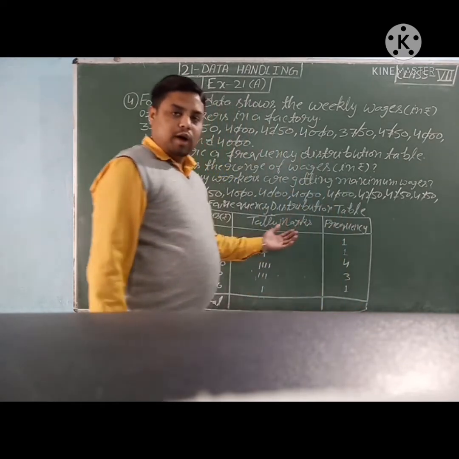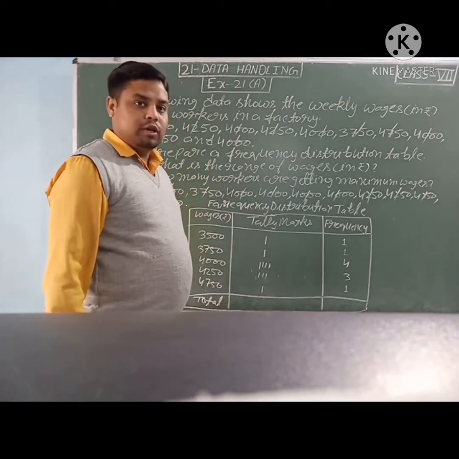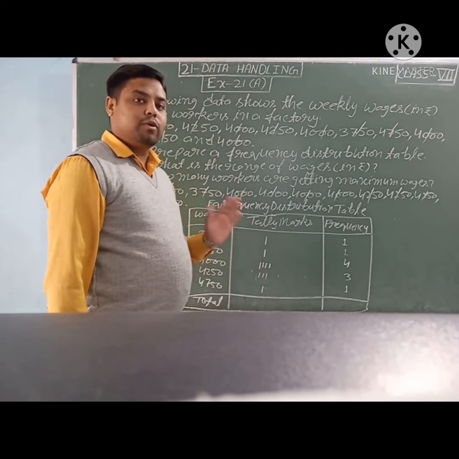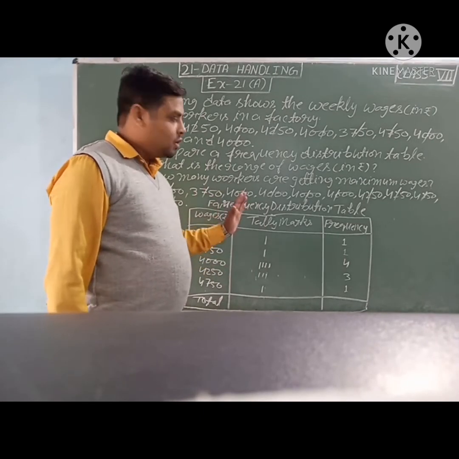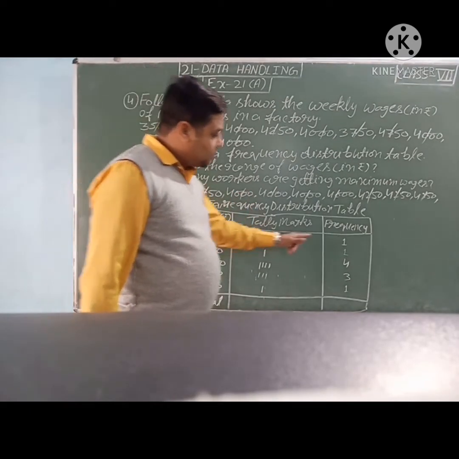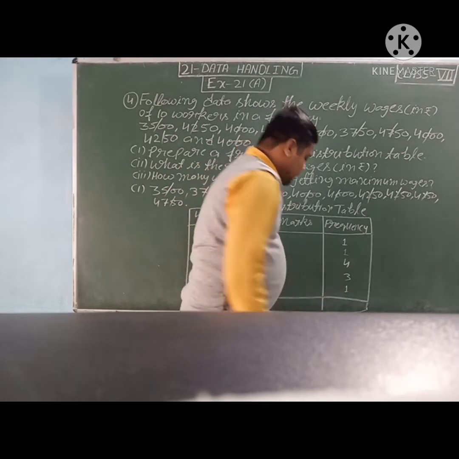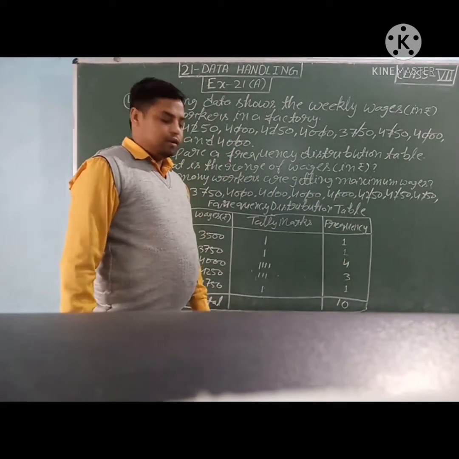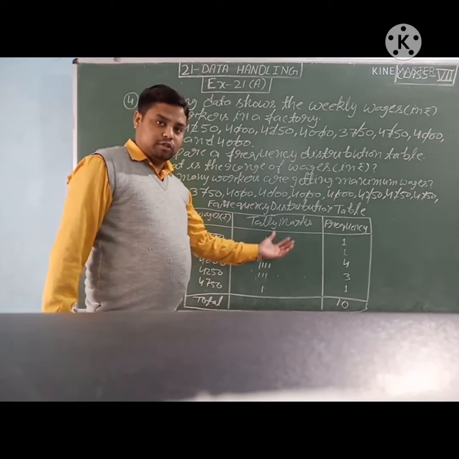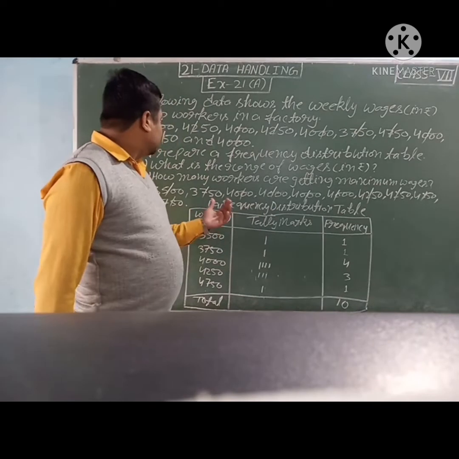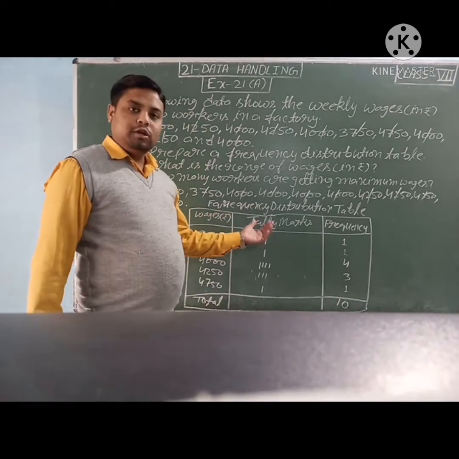Now we will do the total of all frequency. It must come 10. If it is coming less than or more than 10, it means something is wrong in writing the tally marks or numbers. 4 to 6, 7, 8, 9 and 10. So students, total of frequency is coming 10. It means our frequency distribution table is correct. So it is about the first part, frequency distribution table.